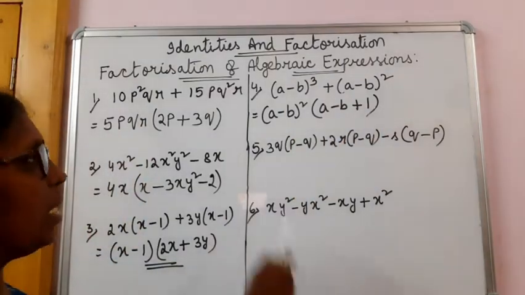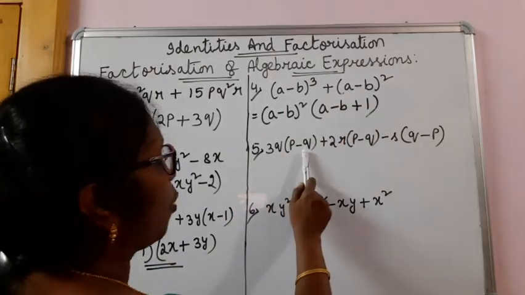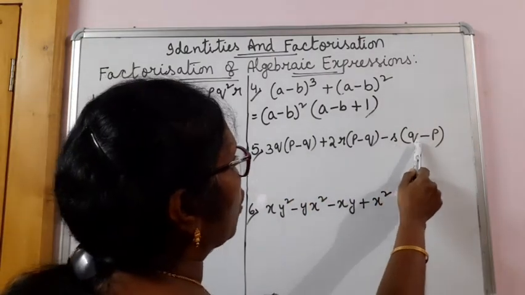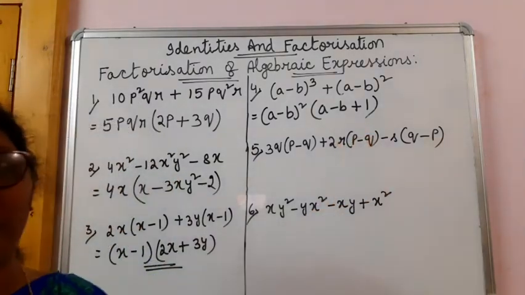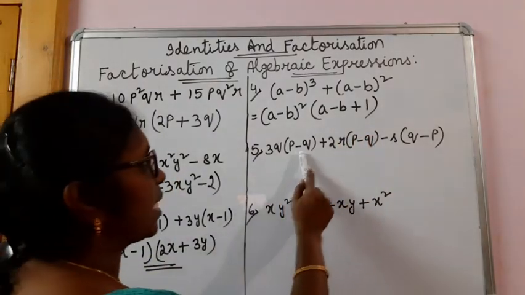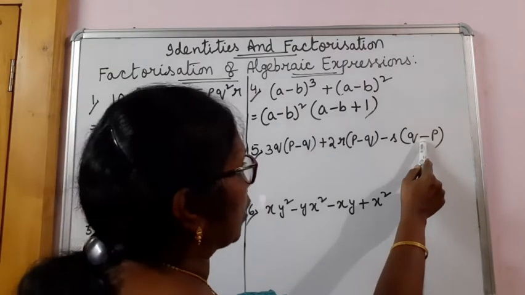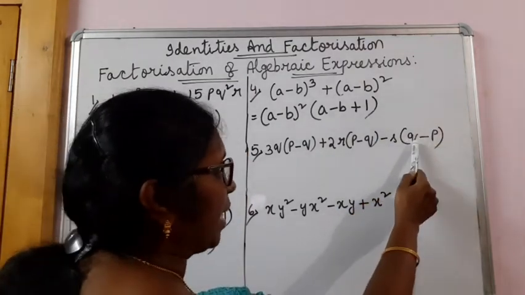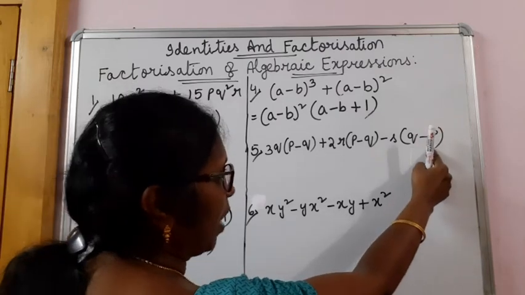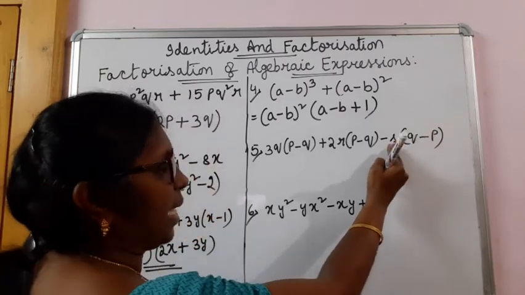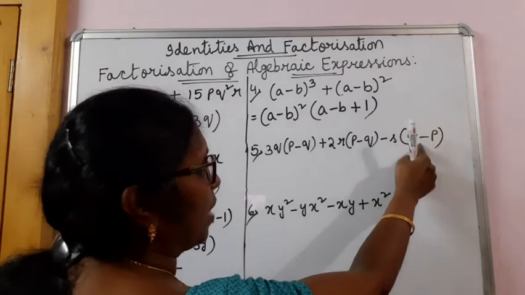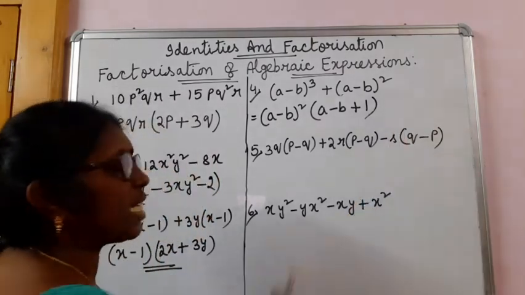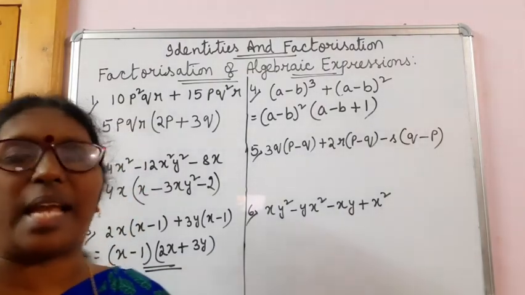Next one, 3q into p minus q plus 2r into p minus q minus s into q minus p. Here we have to be a little careful. Here is p minus q, here is p minus q, but here is q minus p. If we want to convert this to p minus q, when we write p minus q, it means minus we are taking common. Minus p will be plus p, plus q will be minus q. When we take minus common, minus s will be plus s.